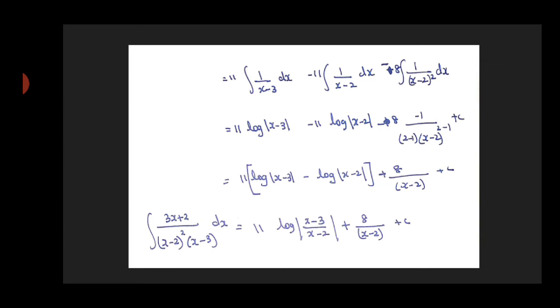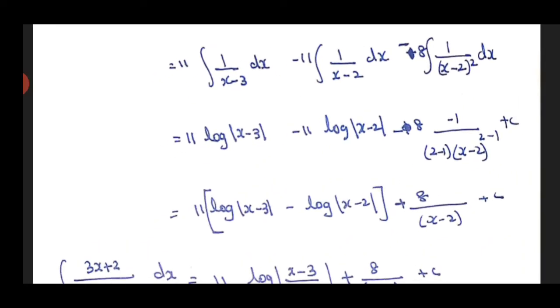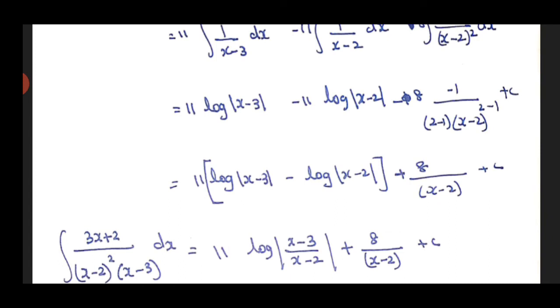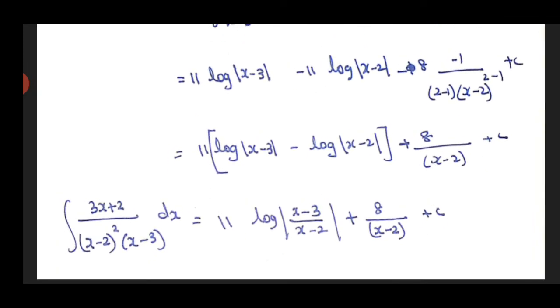Now minus 8 into 1 by (x minus 2) the whole square. So here you have whole power 2, you cannot apply log. So for this we can use the 1 by x power n formula. What is the 1 by x power n formula? Minus 1 by (n minus 1) x power n minus 1. So as per the formula, minus 1 by (2 minus 1) (x minus 2) the whole power 2 minus 1, plus c.